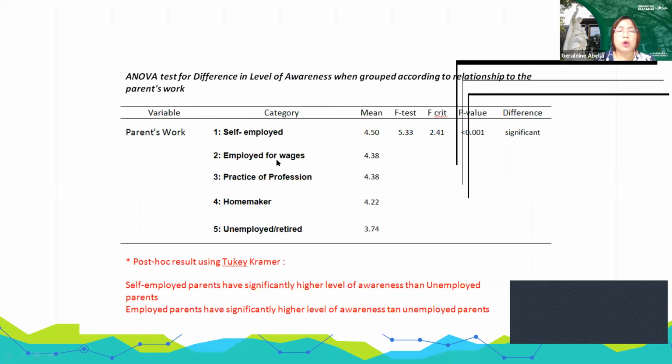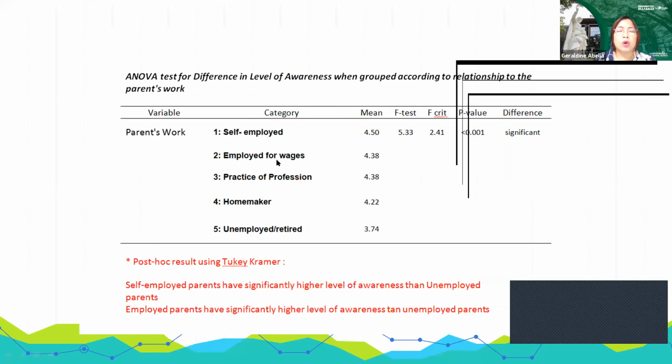So in terms of the level of awareness, using the post hoc test, using Tukey-Kramer, it shows that self-employed parents have significantly higher level of awareness than unemployed parents. And employed parents have significantly higher level of awareness than unemployed parents also, using the means in terms of level of awareness, using the post hoc test. So again, if the result of one-way ANOVA tells that there is a significant difference, there is a continuation in the test, and that is called post hoc test.